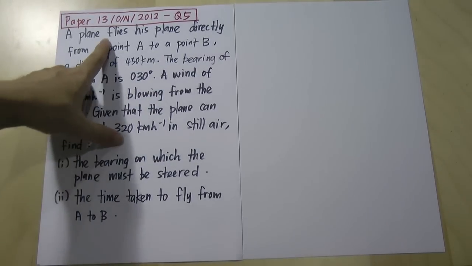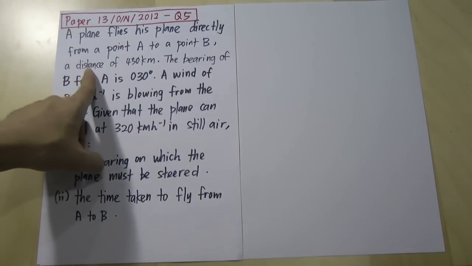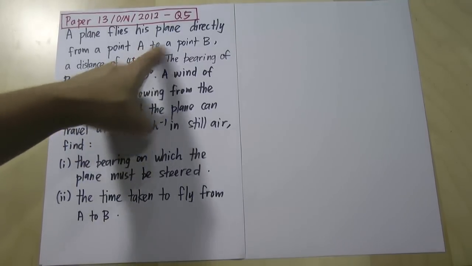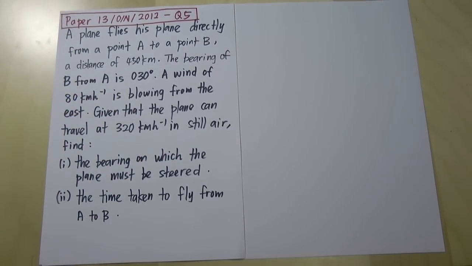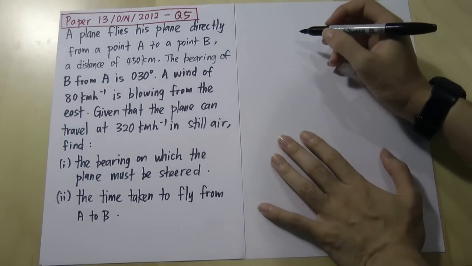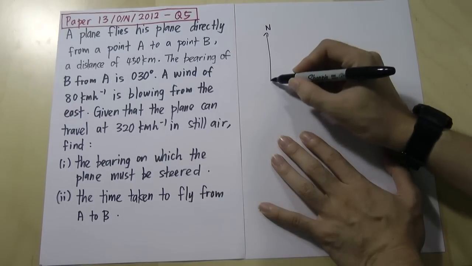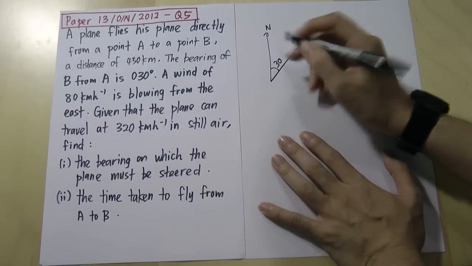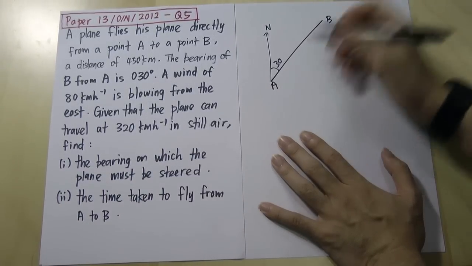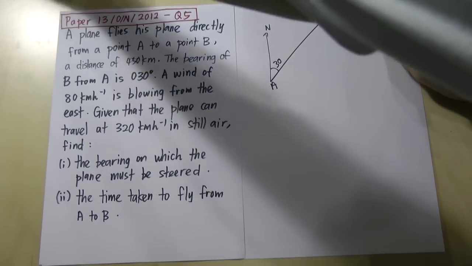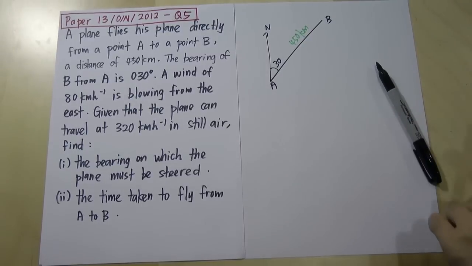So this one, he said a plane's flight is planned directly from point A to point B, a distance of 450 km, which means I know from A to B is 450 km. The bearing of B from A is 30 degrees. I think it's quite similar to the question in the first video. So for 30 degrees, I roughly get some idea like this. Let's say this is north; 30 degrees is roughly like this. He says the bearing of B from A, which means the angle is at A here. The bearing is 30 degrees, and of course I know the distance AB is 450 km. Alright, this is some basic information.